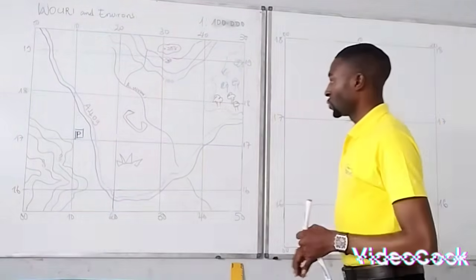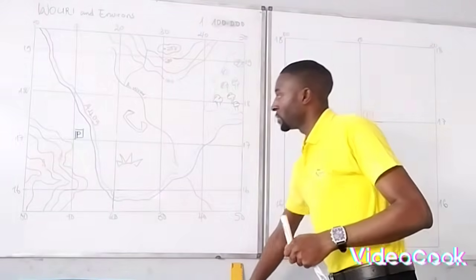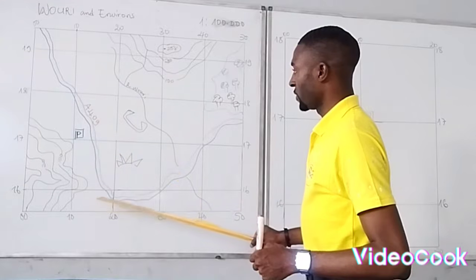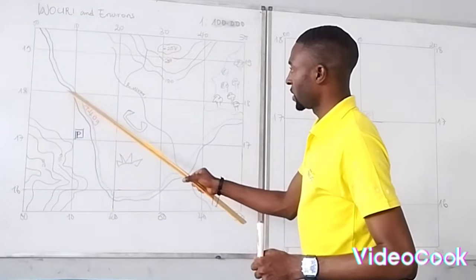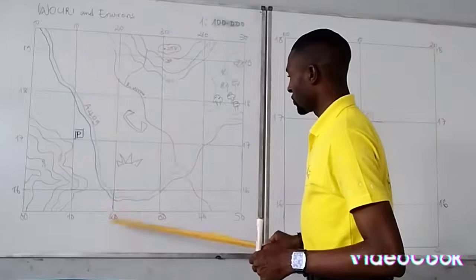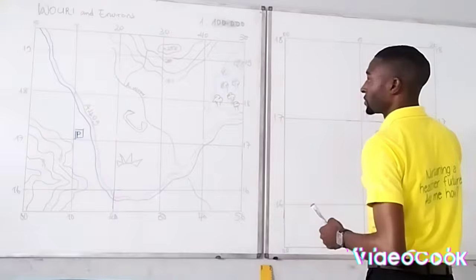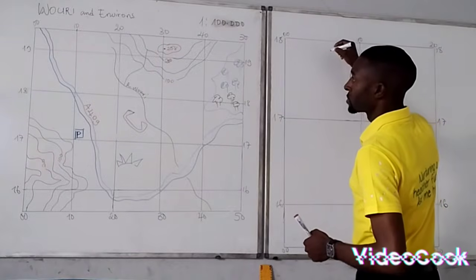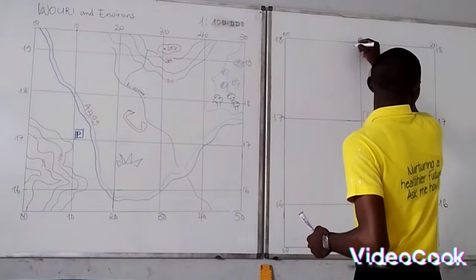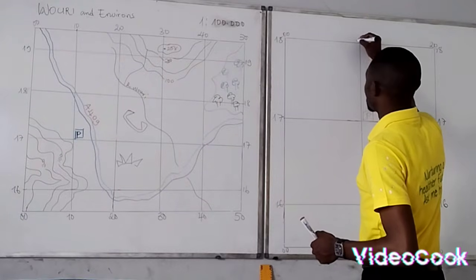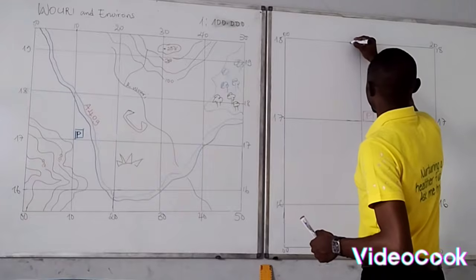Good. We may also be asked to insert maybe road A409. Road A409 starts from here at 18 and goes right down to 20. So I'm going to draw from 18 to 20, like this.